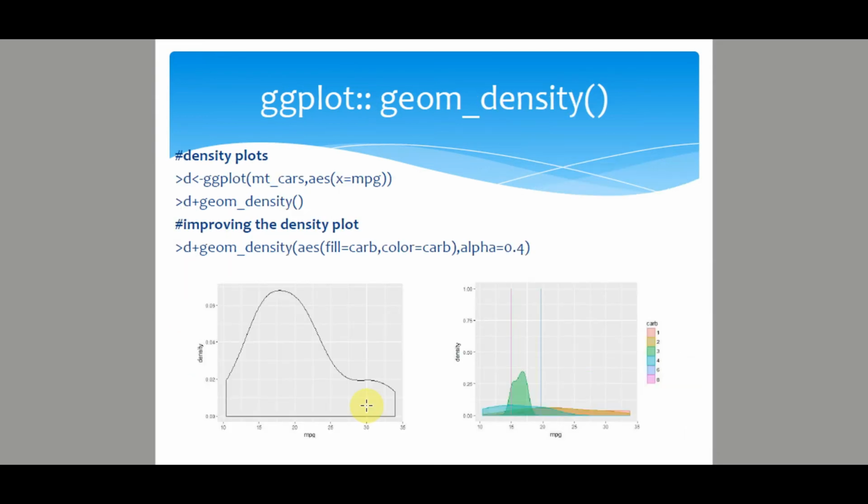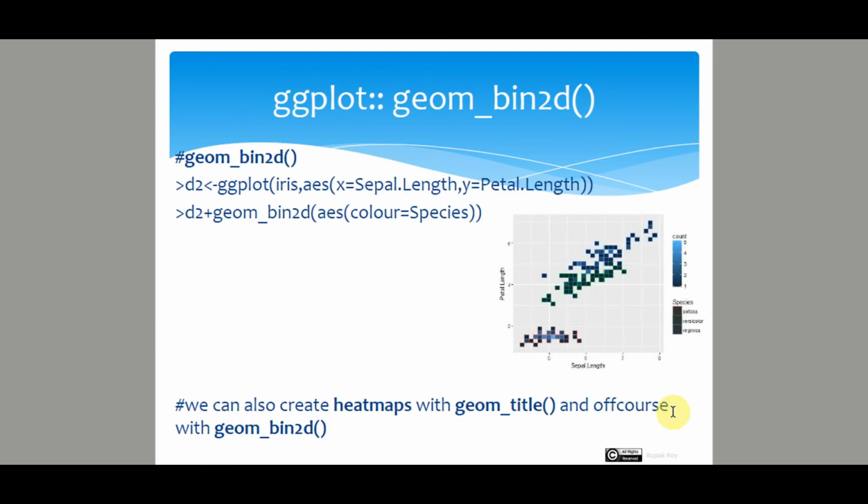Density plots are another type of plot where we can plot the density with a creative visualization. To apply density plot, just type density, and again to add another variable, use fill carb, color is equal to carb, inside the aes mapping of density with alpha is equal to 0.4 to set the transparency of the density plots. The last one is bin2d, which is again a kind of density plot.